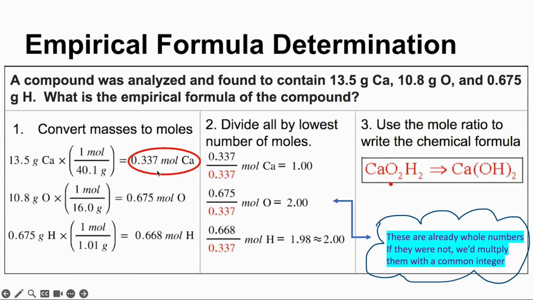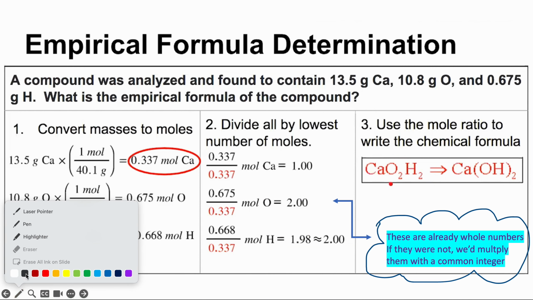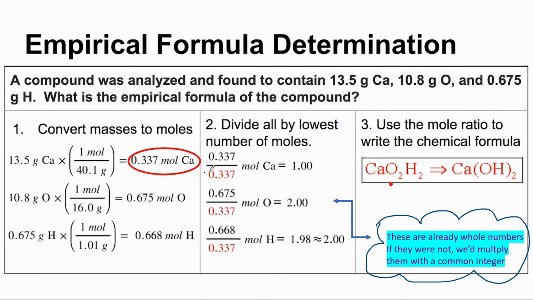And then once we have all the moles, we divide them by the smallest number out of these 3, out of whichever elements you're dealing with. So here, because 0.337 is the smallest, look at how I divided all of them by 0.337, and I got these numbers. Okay, now because these are already whole numbers, we don't have to do anything else.